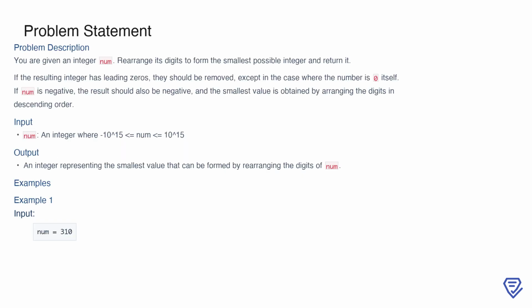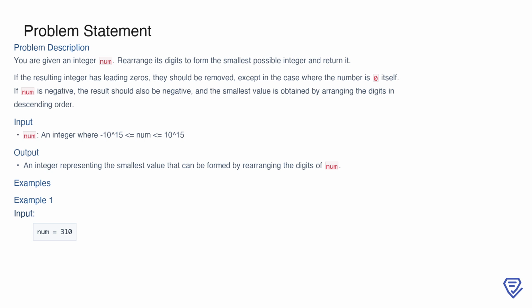In this problem, we are tasked with rearranging the digits of a given integer, number, to form the smallest possible integer. If the rearranged number has leading zeros, they must be removed, unless the number itself is zero. Additionally, if the input number is negative, the result must also be negative, and the digits should be arranged in descending order to achieve the smallest, or most negative, value.